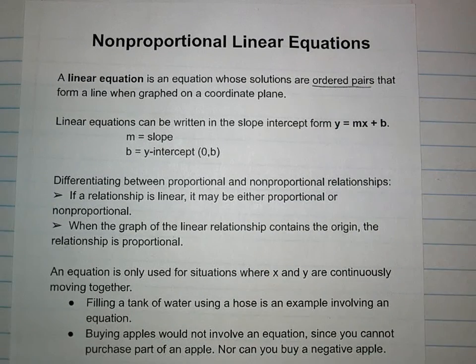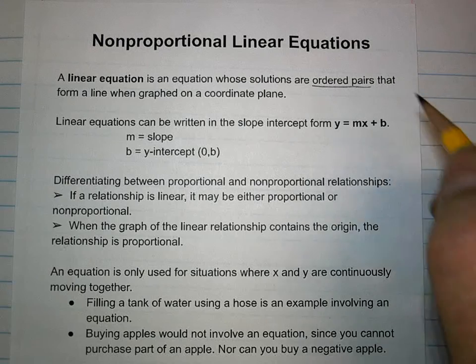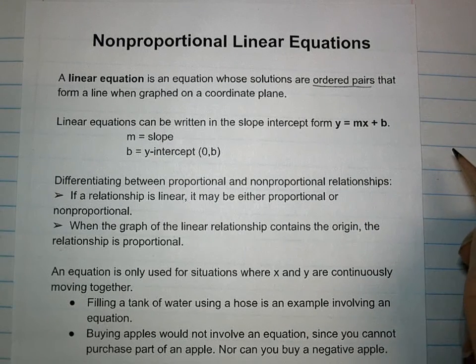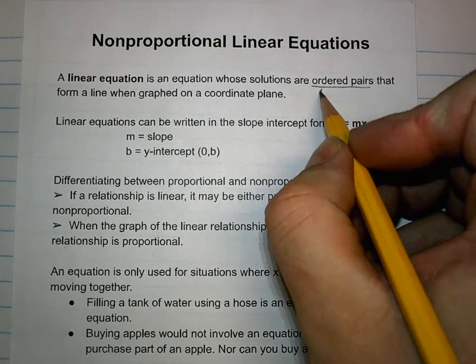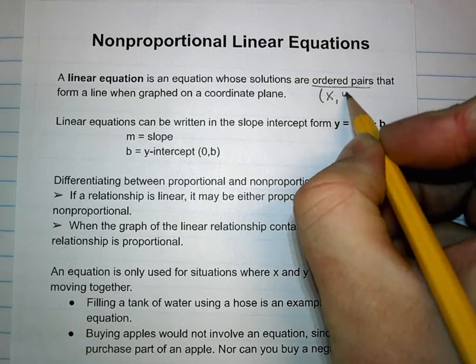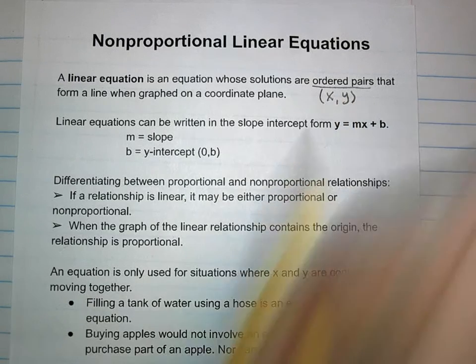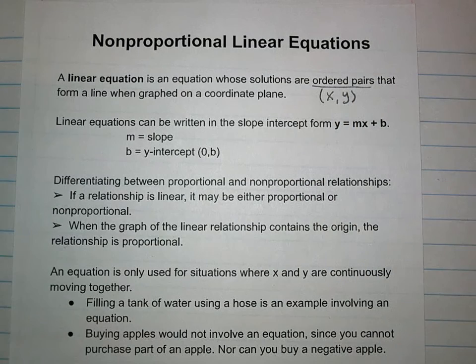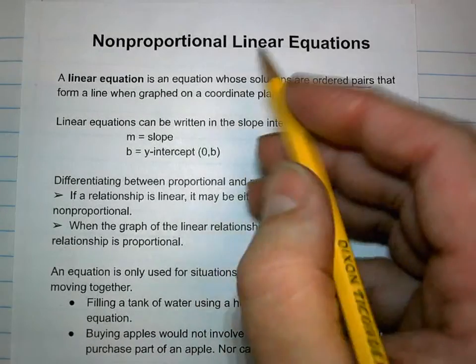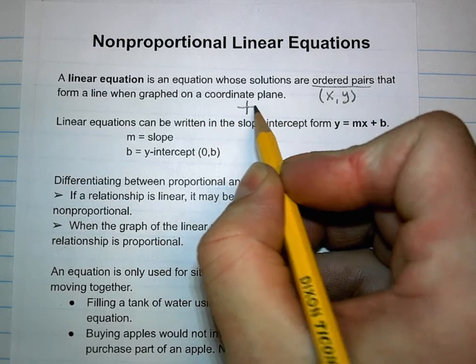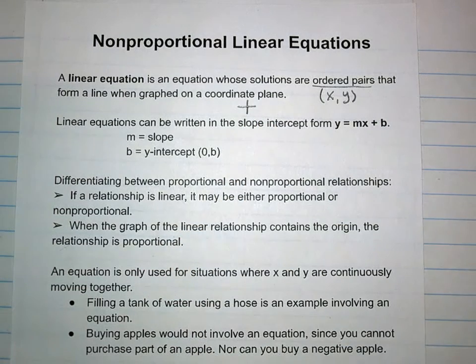When I say ordered pairs, what am I talking about? X and Y. An ordered pair has an X and a Y coordinate. So ordered pair means X and Y. And then they're graphed on a coordinate plane. A coordinate plane is just our plane that we draw our line on. All right?